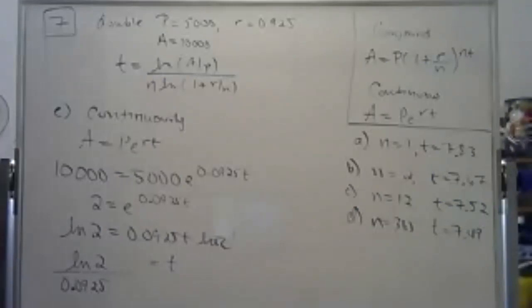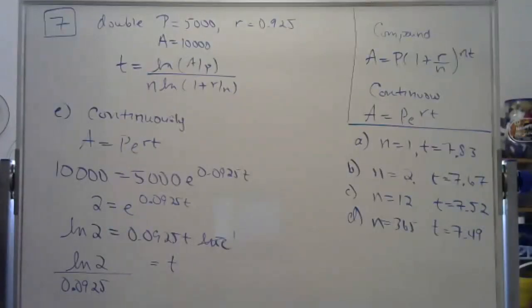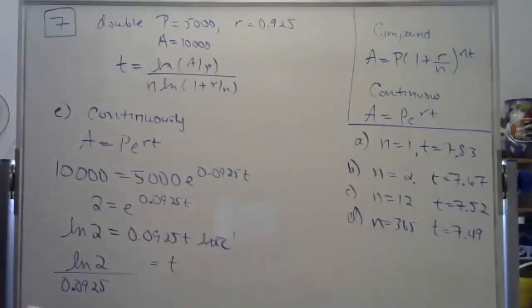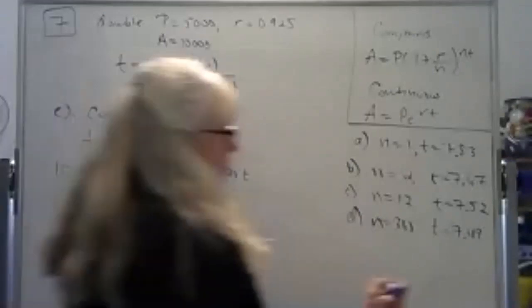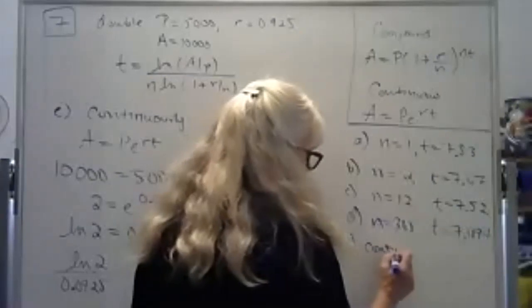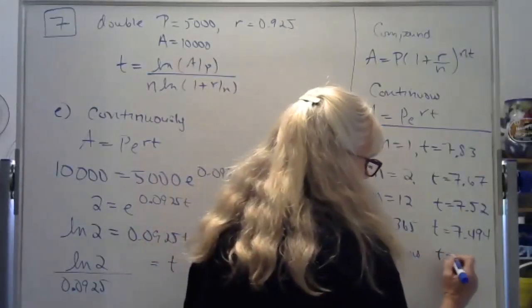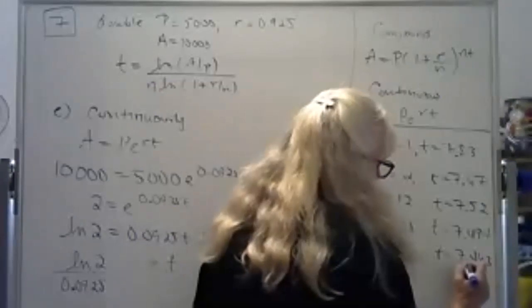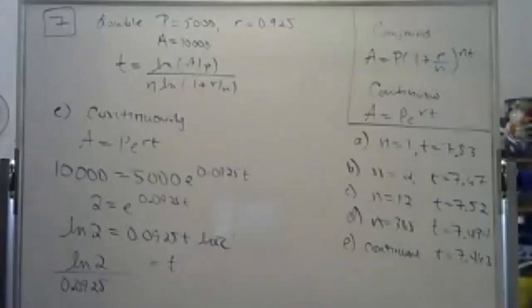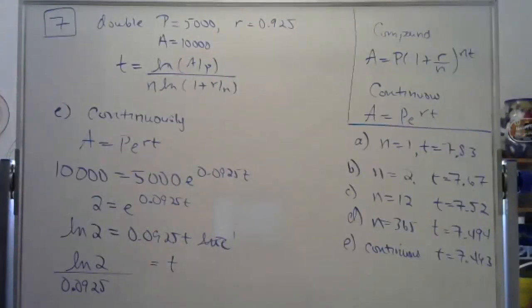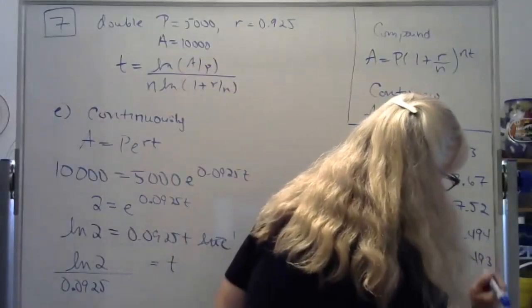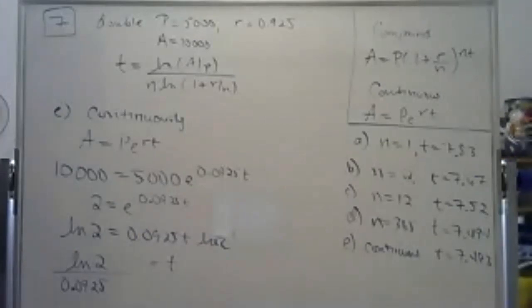So 2 divided by 0.0925. And I get 7.493. This was 7.494. And for continuous, I get 7.493. So not a big difference between daily and continuously in terms of the years. You're talking like maybe a half a day, right? In terms of 12 months in a year. So not a big difference, but it does make a little bit of a difference. And again, part of it's how much money you're investing and what the interest rate is.